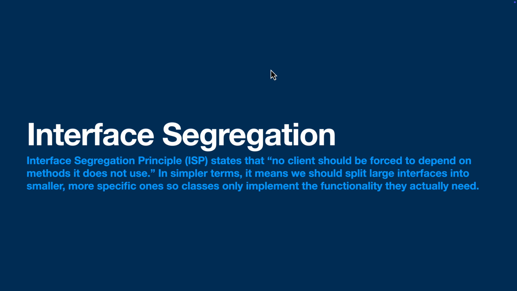Okay, now we're on the fourth principle of SOLID. The interface segregation principle, or ISP, states that no client should be forced to depend on methods it does not use. So in simpler terms, it means we should split larger interfaces into smaller, more specific ones so classes only implement the functionality they actually need.